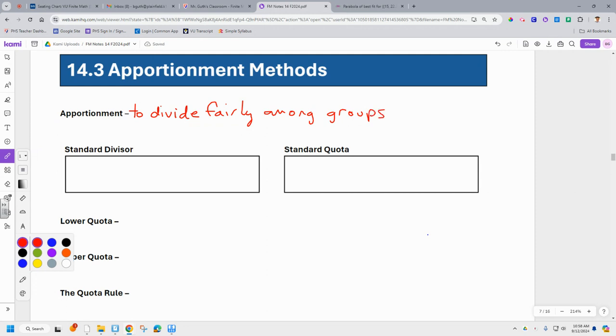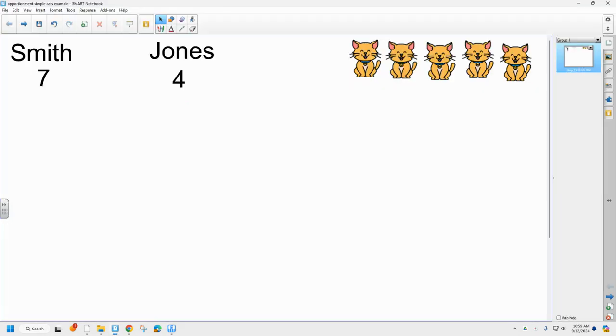Now, these examples can get kind of complicated. We're talking about elections and electors and groups and populations and lots of large examples. I want to give you a short, simple, silly example first for apportionment. Let's say there's two families. The Smith family has 7 people in it, and the Jones family has 4 people in it. And for some reason, they're going to adopt these 5 cats. So apportionment is, I want to divide these cats fairly among the 2 families.